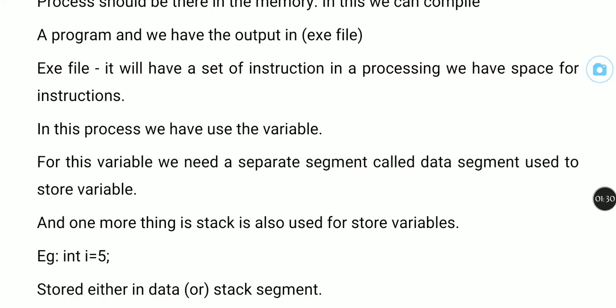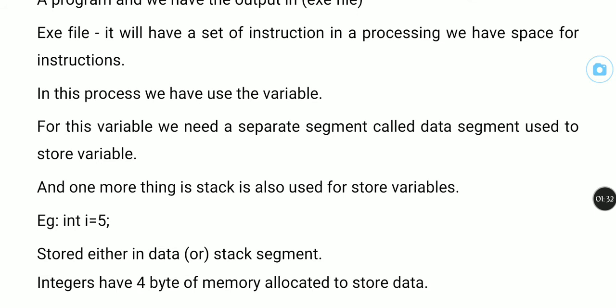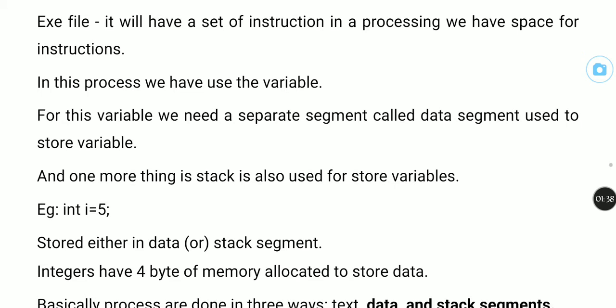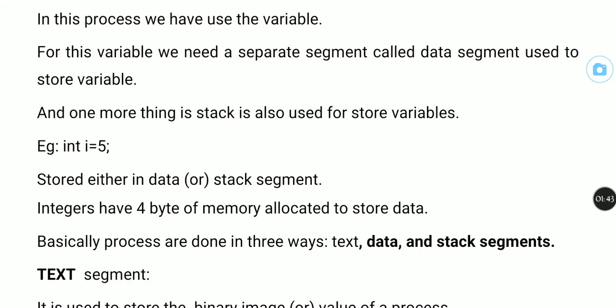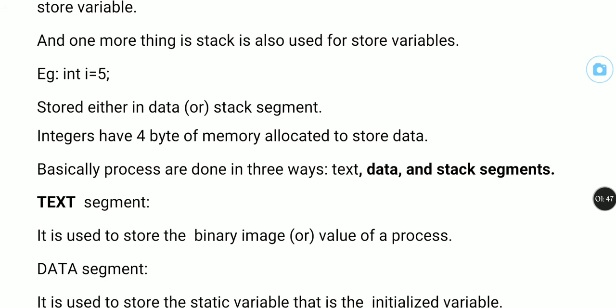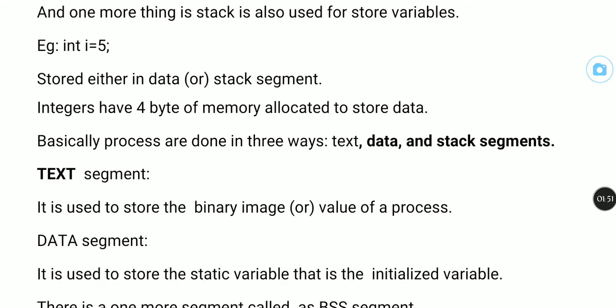In this process, we have used variables. For these variables, we need a separate segment called the data segment, used to store the variables. And one more thing: the stack is also used for storing variables. For example, int i equal to 5 is stored either in the data or stack segment.